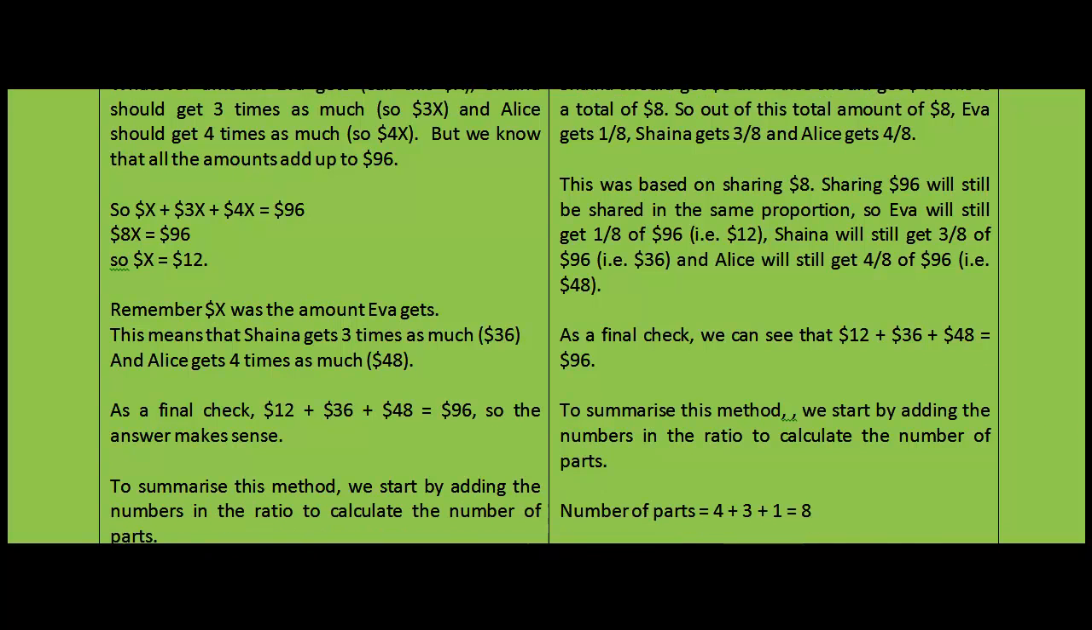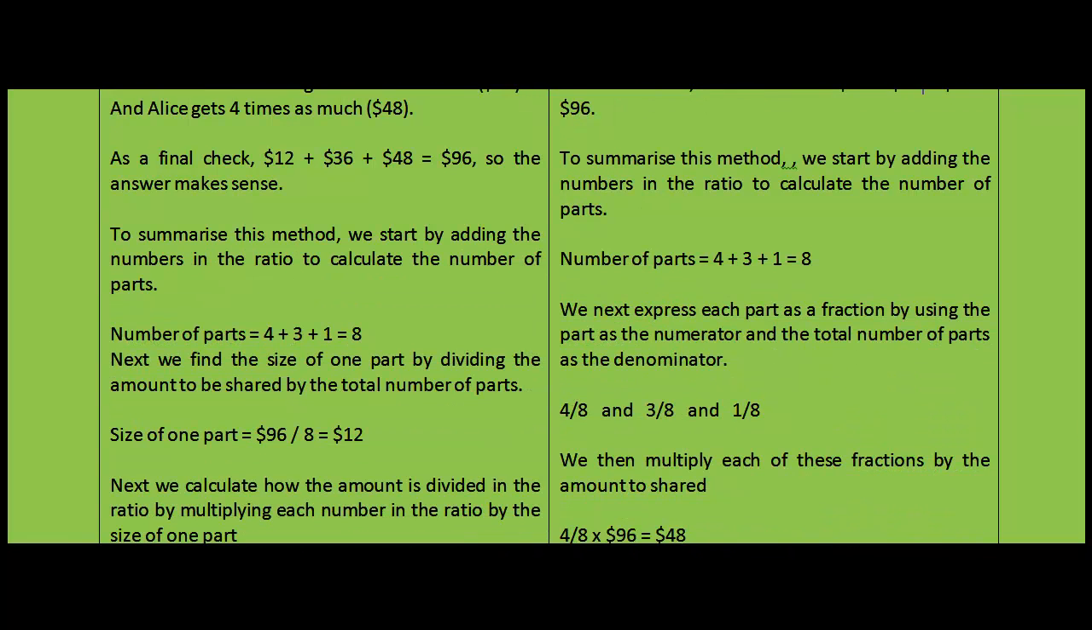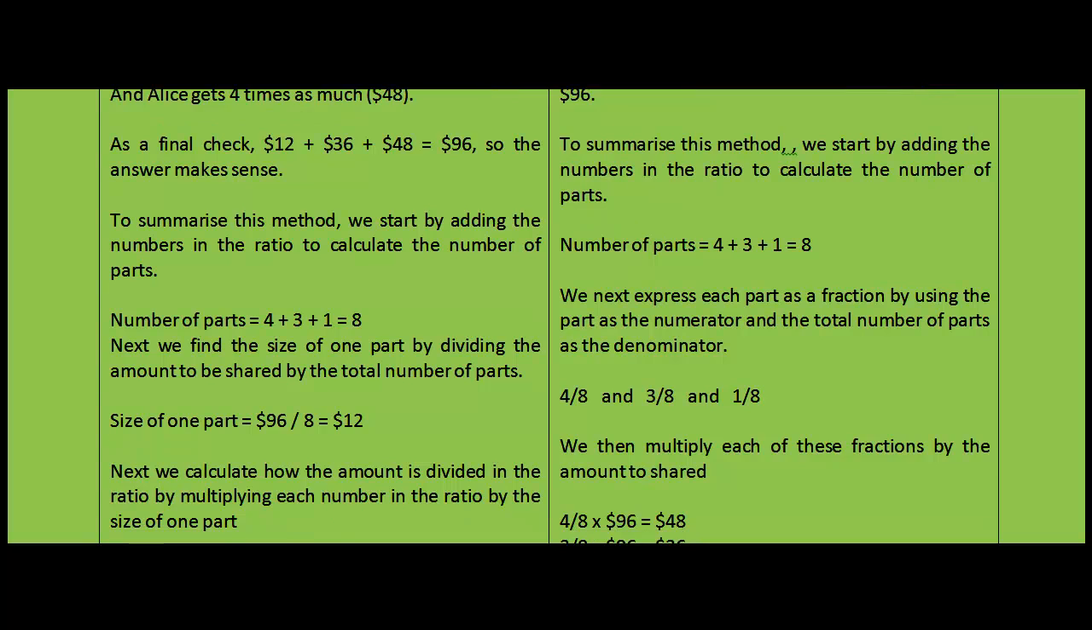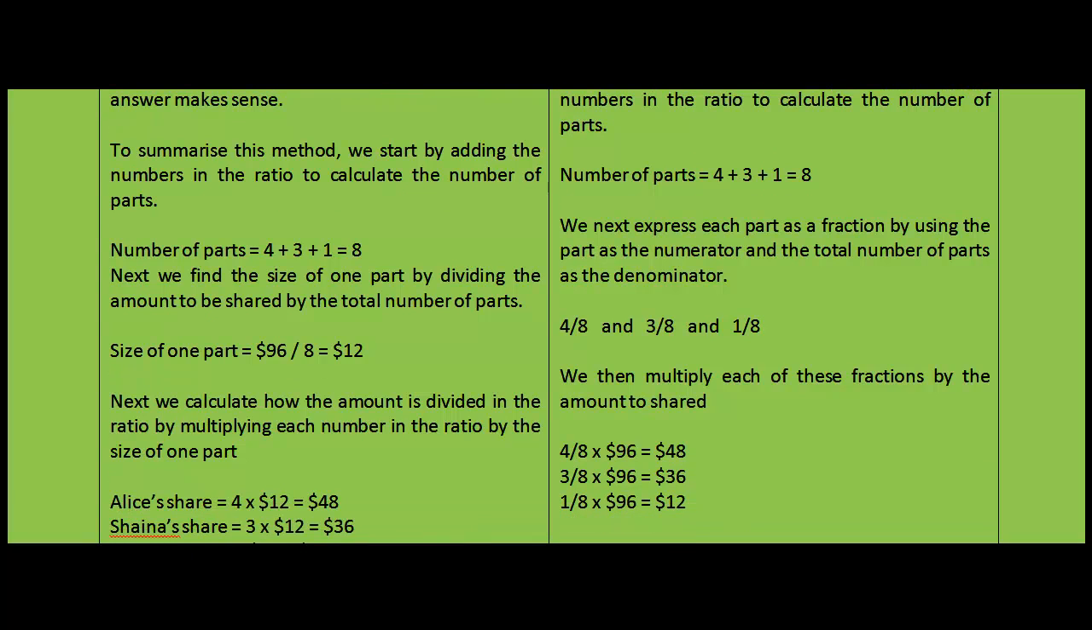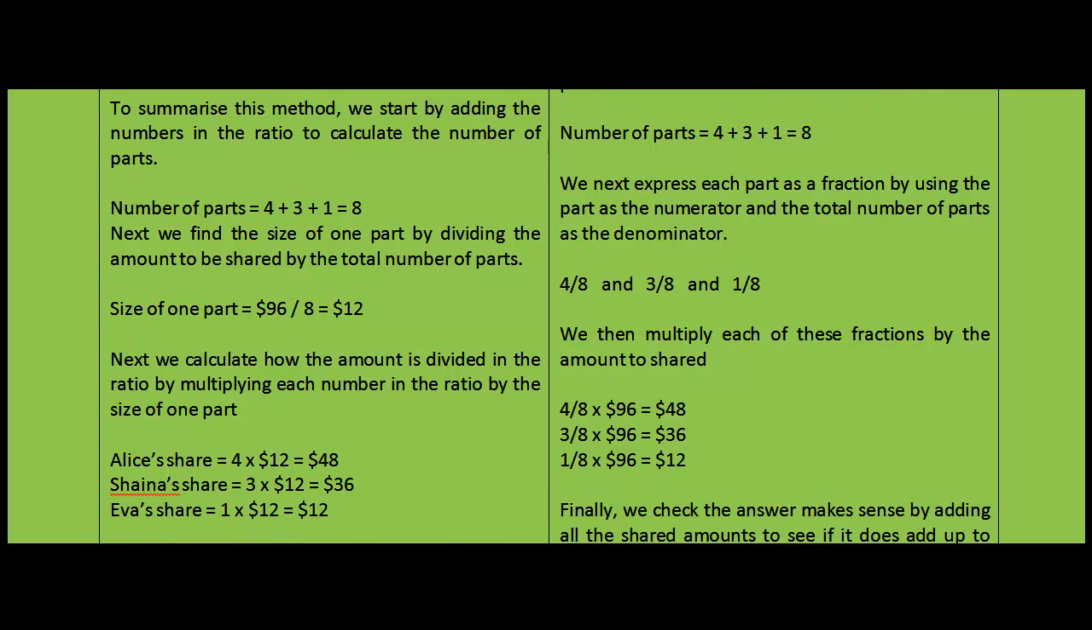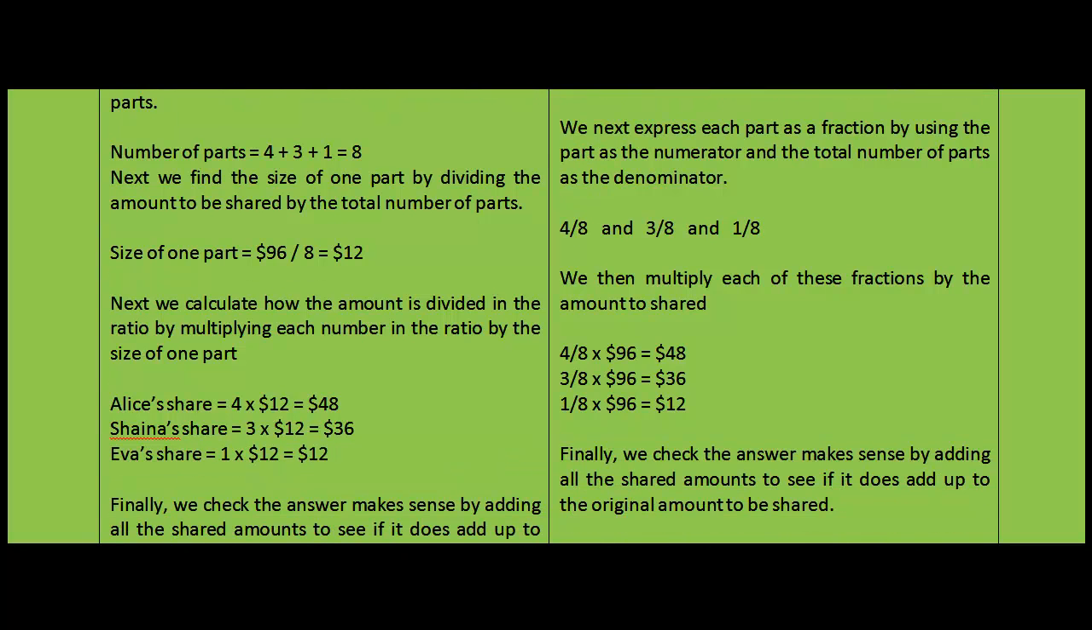To summarize this method, we start by adding the numbers in the ratio to calculate the number of parts, which is what we did in the previous method. However, the next step is to express each part as a fraction by using the part as the numerator and the total number of parts as the denominator. So for example, Alice was getting 4 parts and the total number of parts is 8. So that's a fraction of 4/8.